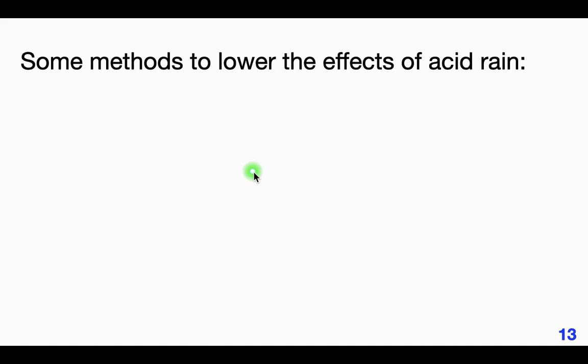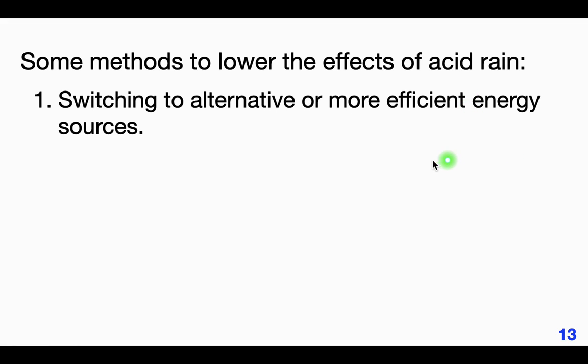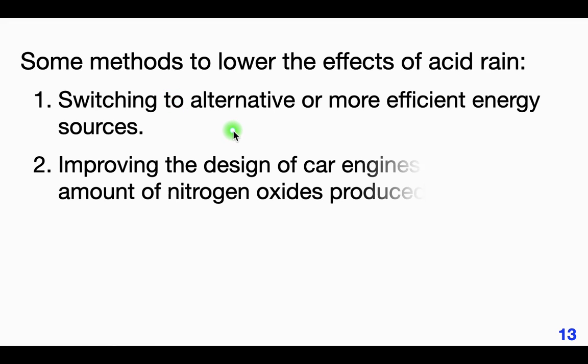Some methods to lower the effects of acid rain, and this kind of comes into the TOK component of the IB program, how's real-world applications. The switching to alternative or more efficient energy sources, and actually that is a booming industry I mentioned earlier, alternative energy sources, wind, solar. Improving the design of car engines to lower the amount of nitrogen oxides produced. The efficiency of the internal combustion engine is something that's been constantly discussed, and it's a very important issue.